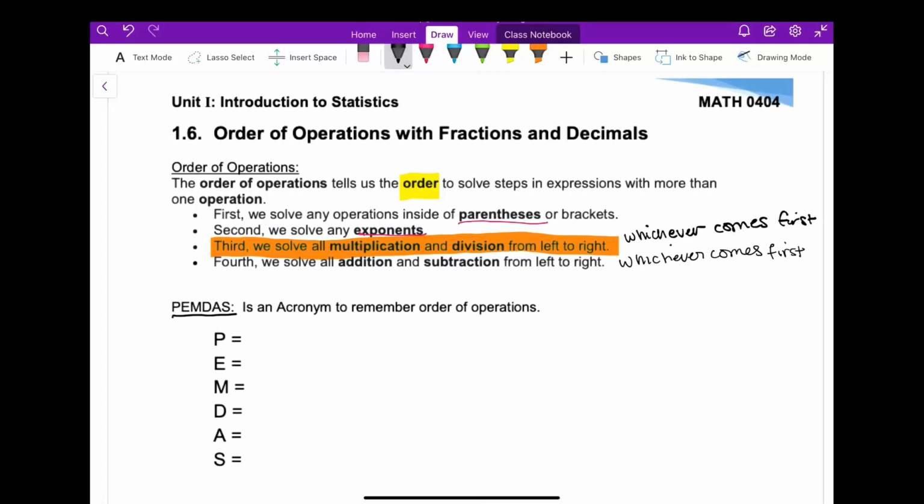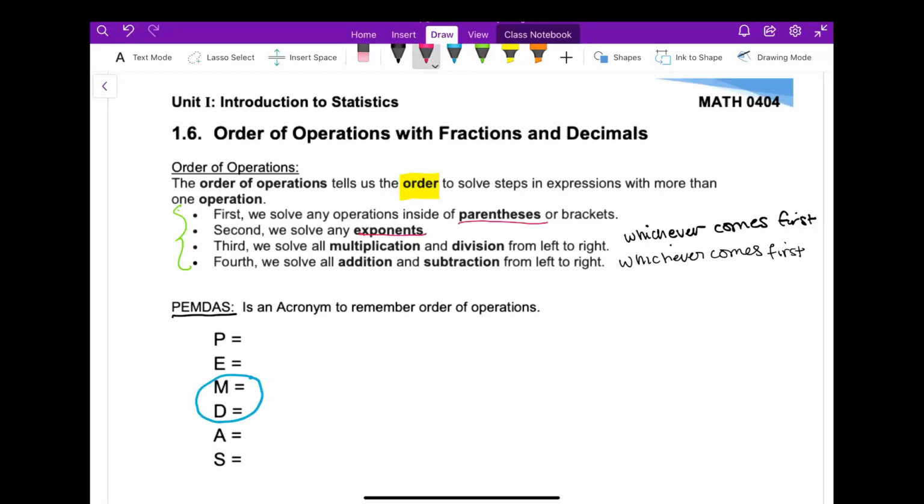So I'm going to leave you with a task, and I have them listed here, so you don't have to go look anywhere else. I'm going to leave you with a task of listing what P, E, M, D, A, and S stands for.